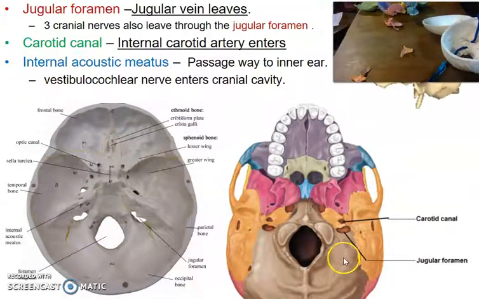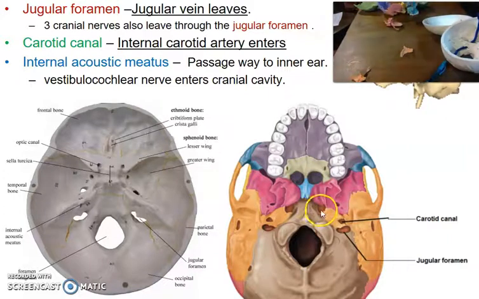So if we look at the inferior view, that is the jugular foramen. That's the carotid canal. And I actually make a big stink about these because when we get to blood vessels, I want you to understand the jugular vein is lateral and superficial. The carotid artery is deeper and towards the middle. Students have a lot of trouble with that.